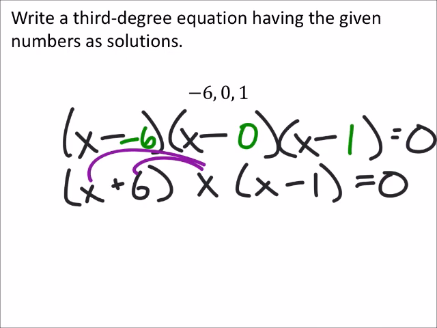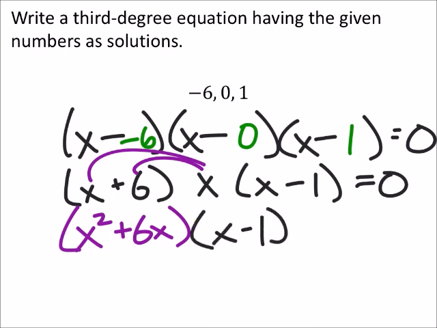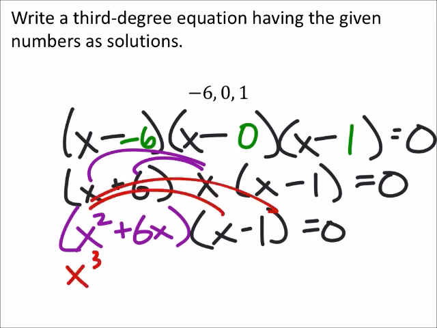I can't think of a situation where we would need to, but it's just one x being multiplied by all that stuff. It all depends on how we have arranged it. So here I've got x squared plus 6x, so that's in this set of parentheses, times x minus 1 equals 0. And now I'm looking to distribute this x squared, so that's x cubed minus x squared.